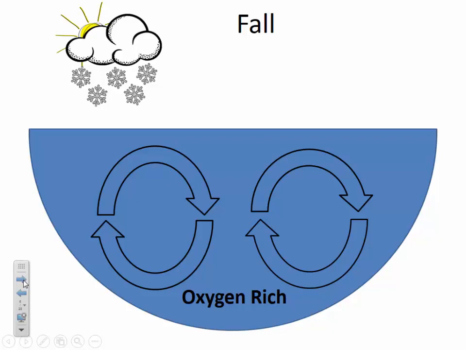Eventually in the fall, the weather starts to get colder and the thermocline breaks down. Cold water from the surface of the lake sinks to the bottom, and the water mixes in the entire lake, and the whole lake becomes oxygen rich again.